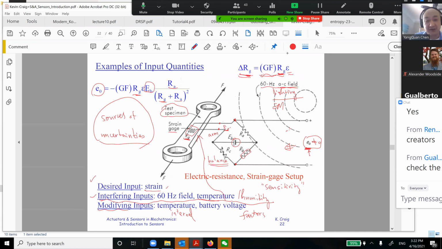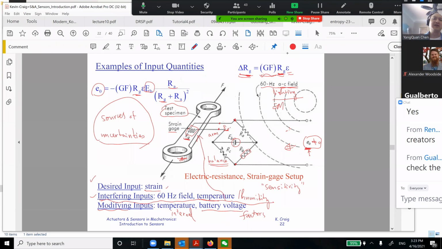Okay, so this is the interfering inputs. What are the modifying inputs? What if your battery is not full, its battery is low, and the battery voltage is not accurate? And internally you have some temperature change, okay? Say if you heat this specimen, then everything you measure is actually drifted, is different, okay? So that's called modifying inputs.